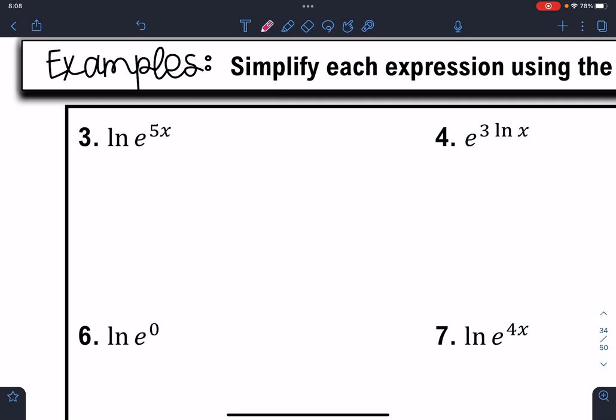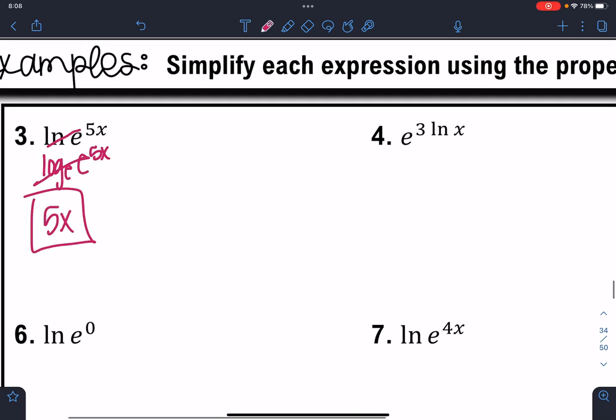I'm going to do this just one more time. Remember, natural log is really just log base e. And so this is what we have. They are going to cancel. We've talked about that before. So basically, anytime you see the natural log and e next to each other like this, they are inverses of each other. We just have an answer of 5x, okay?